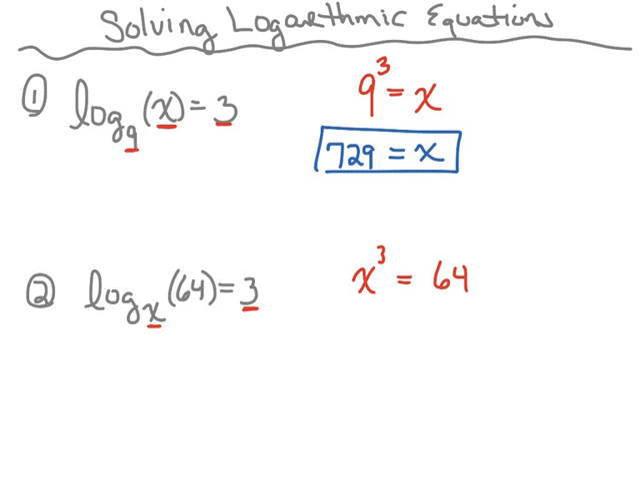I need to find a value that I can cube that would equal 64. Now if you don't know this off the top of your head, remember we do know that the opposite of cubing something is to take the cube root. So if I were to take the cube root of 64, I end up with a 4. In other words, 4 times 4 times 4 would be 64. Therefore, the solution to this equation is x equals 4.